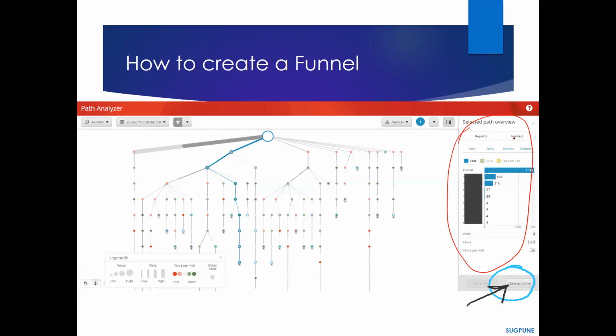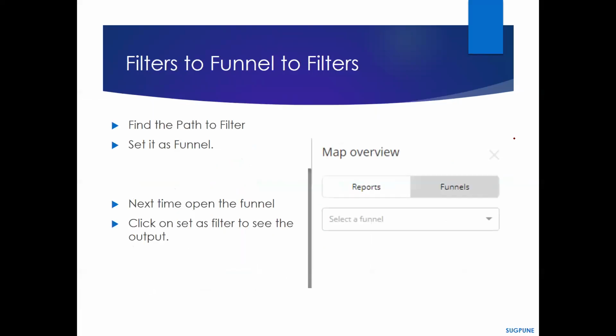I cannot modify the funnel in the Path Analyzer report section. So for that, I have to go to the marketing panel. But first, we will show how the funnel works. So I'm showing filters to funnel to filters. Find the path to filter, set it as funnel. Next time when you come, go to funnels, select a funnel.